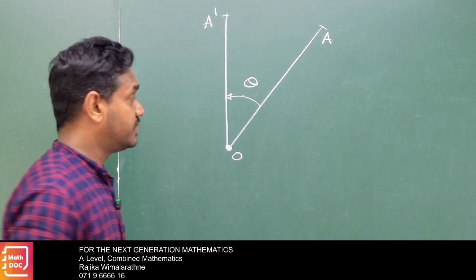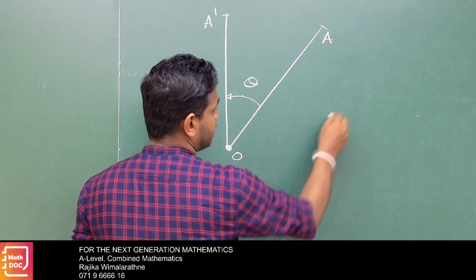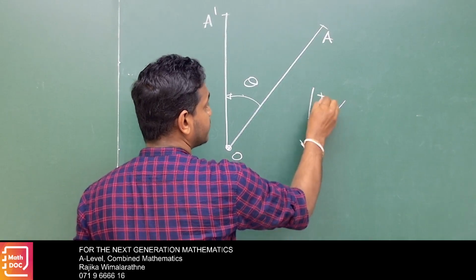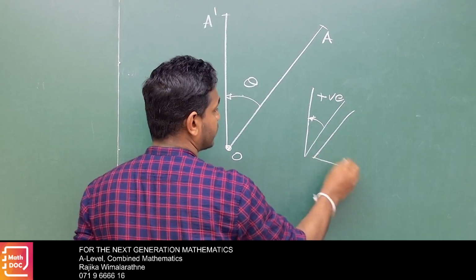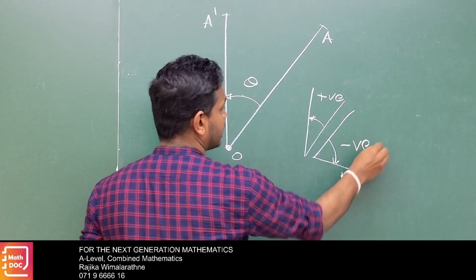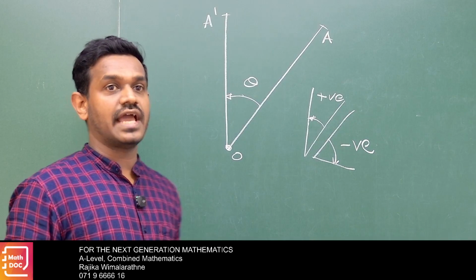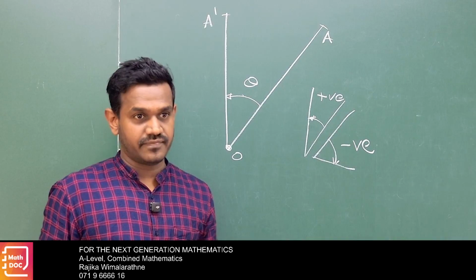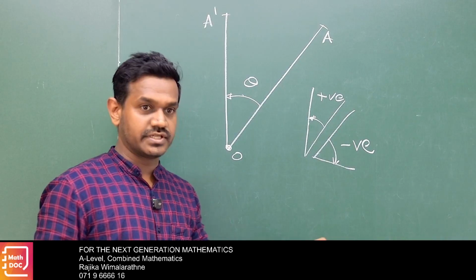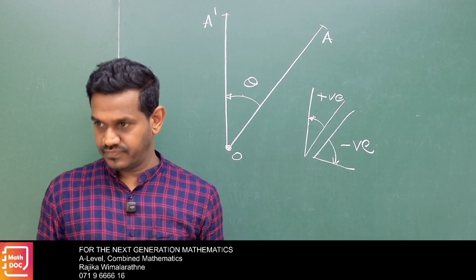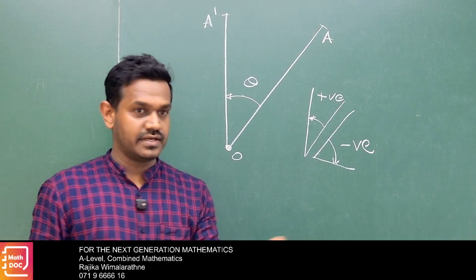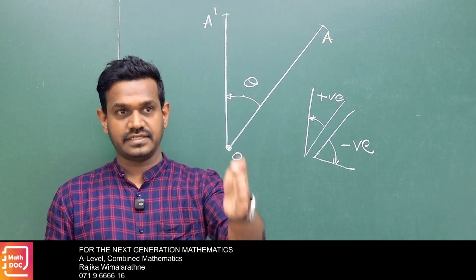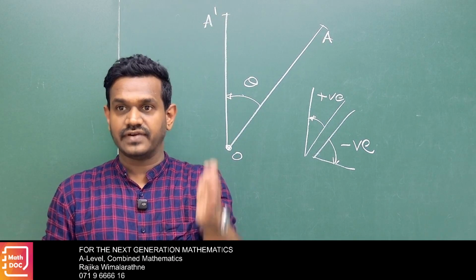Further, when you consider a line segment like this, if it rotates in the anticlockwise sense, we say that is a positive angle. If it rotates in the clockwise sense, we say that is a negative angle. So angles also have signs, positive angles and negative angles. Further, you consider eye level, angle of elevation and angle of depression. Likewise, we have further angles.